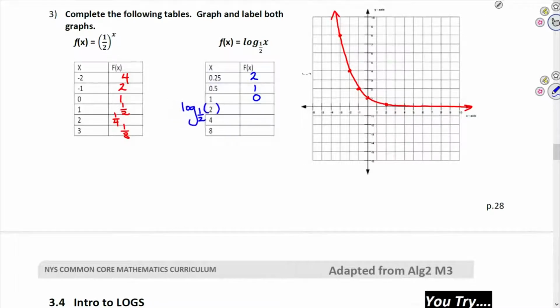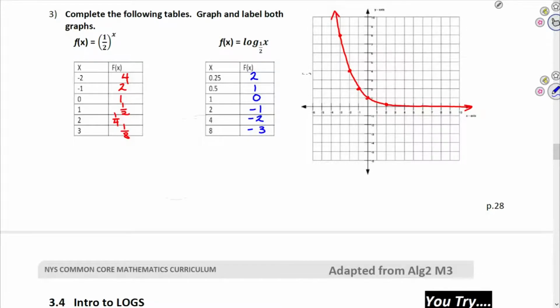Going over here, of positive 2, 1/2 to what power is positive 2? Well, if I raise it to the negative first power, then I flip it over, and that gives me a positive 2. 1/2 to what power is 4? I get negative 2. The negative will flip it over, and then I can square it. 1/2 to what power is 8? It's negative 3. So let me graph these functions.